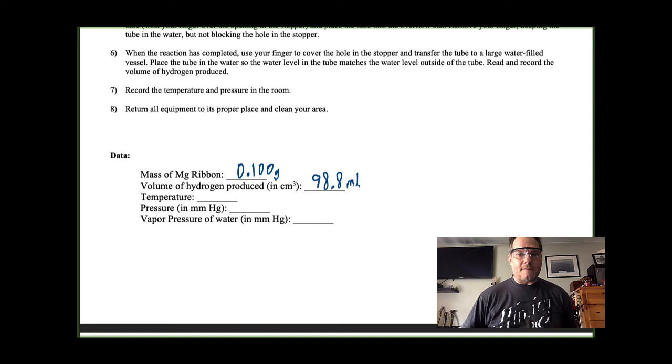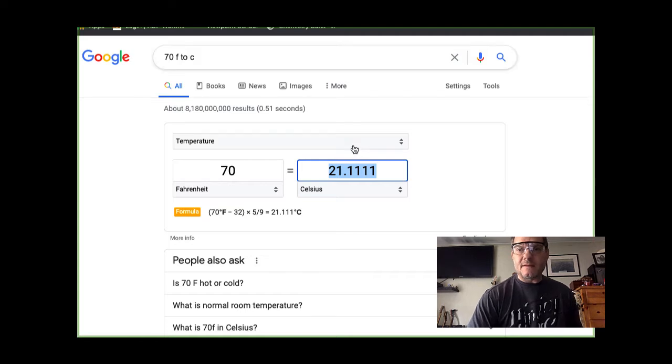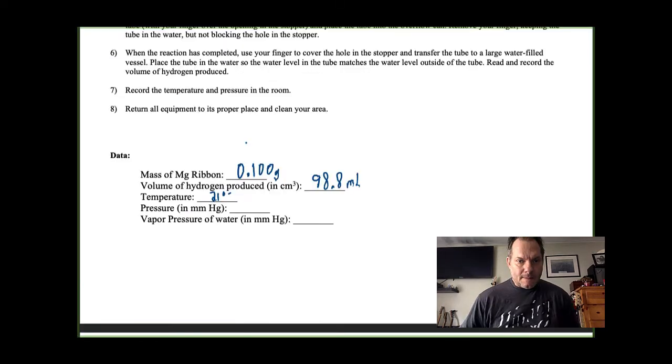All right, great. Now, in terms of temperature, that's an easy one. I have my thermometer in my house set to 70 degrees Fahrenheit. The water's been sitting out there, so it's the same temperature. So let's go ahead and record our Celsius temperature as 21 degrees. Again, that's going to be Celsius.